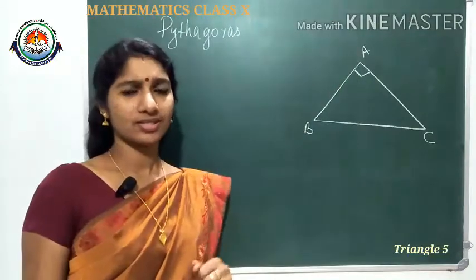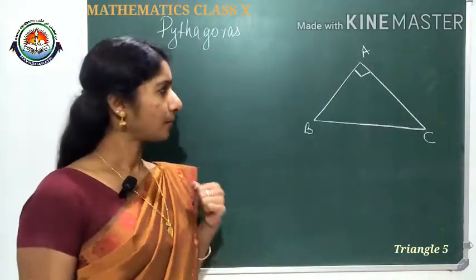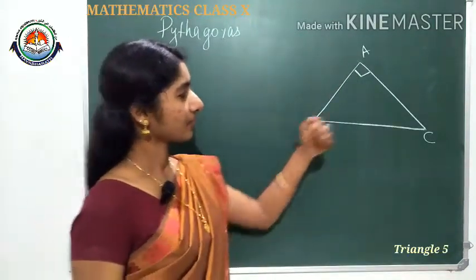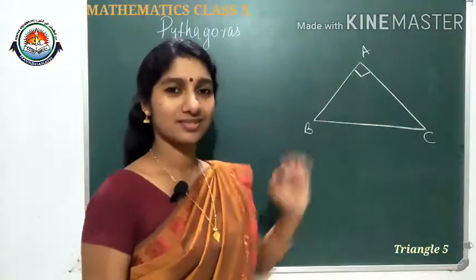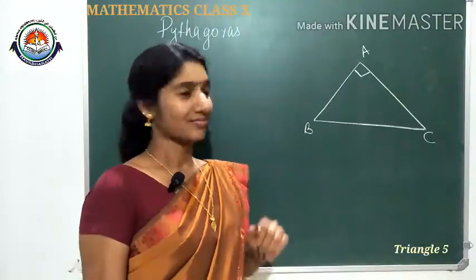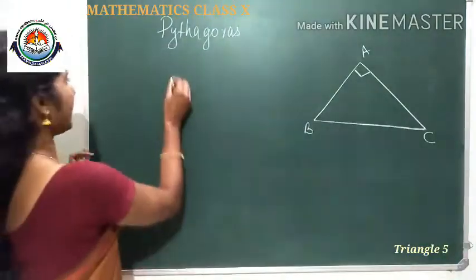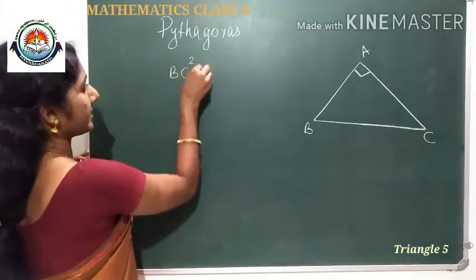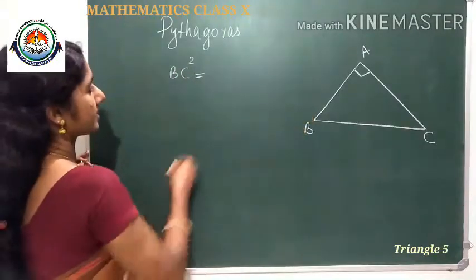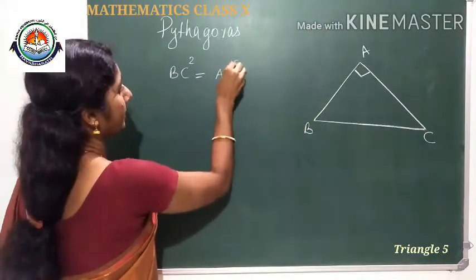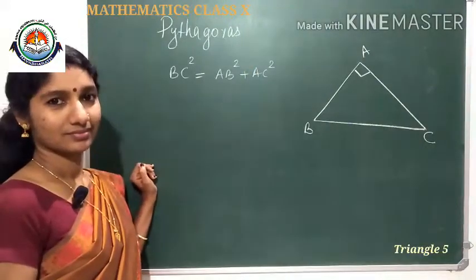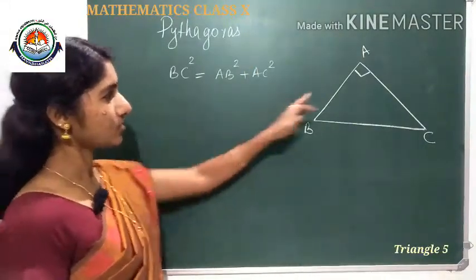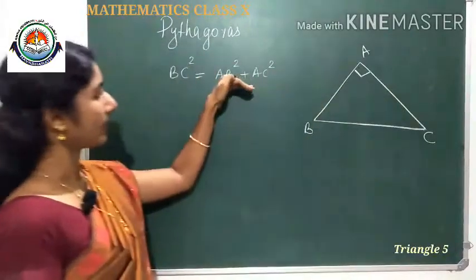Actually, what does Pythagoras theorem say? Pythagoras theorem says the hypotenuse square is equal to the sum of squares of the other two sides. So with the notation, hypotenuse is BC here, BC square is equal to AB square plus AC square. So these two are the perpendicular sides. This is Pythagoras theorem.